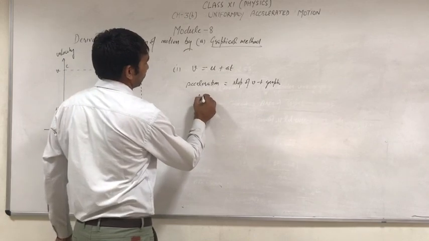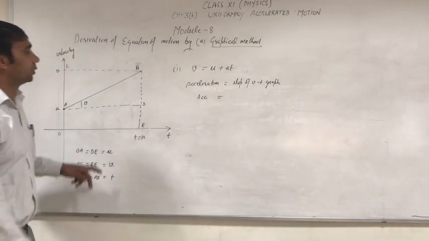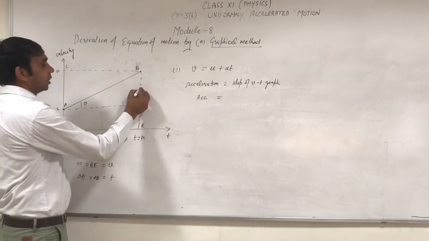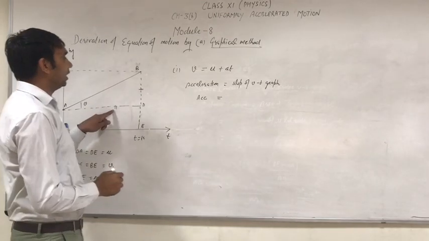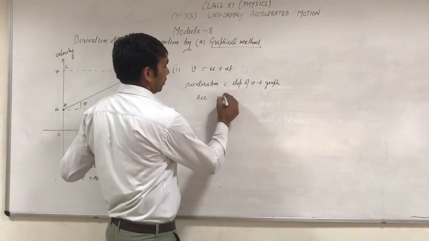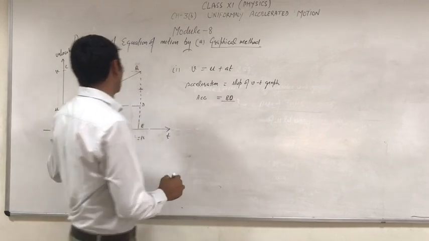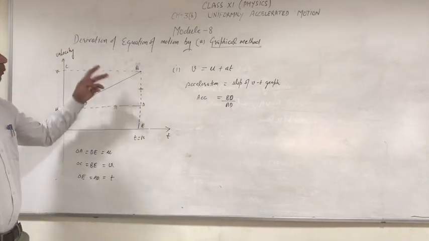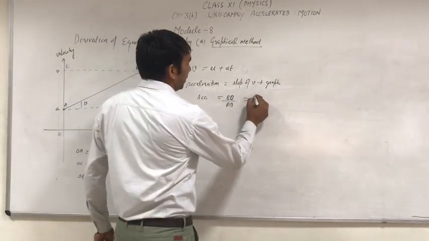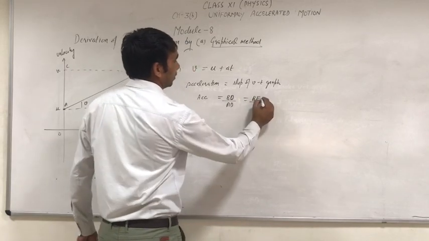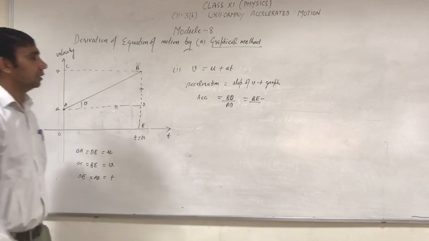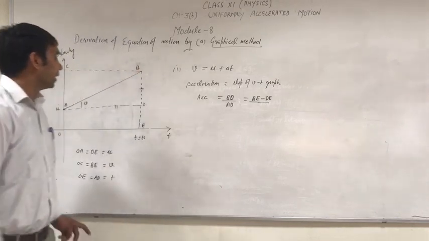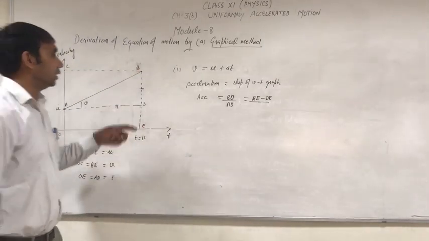Acceleration is equal to the slope, which is equal to tan theta, which is equal to perpendicular divided by base, that is BD divided by AD. BD can be written as BE minus DE, upon AD, which is equal to OE.